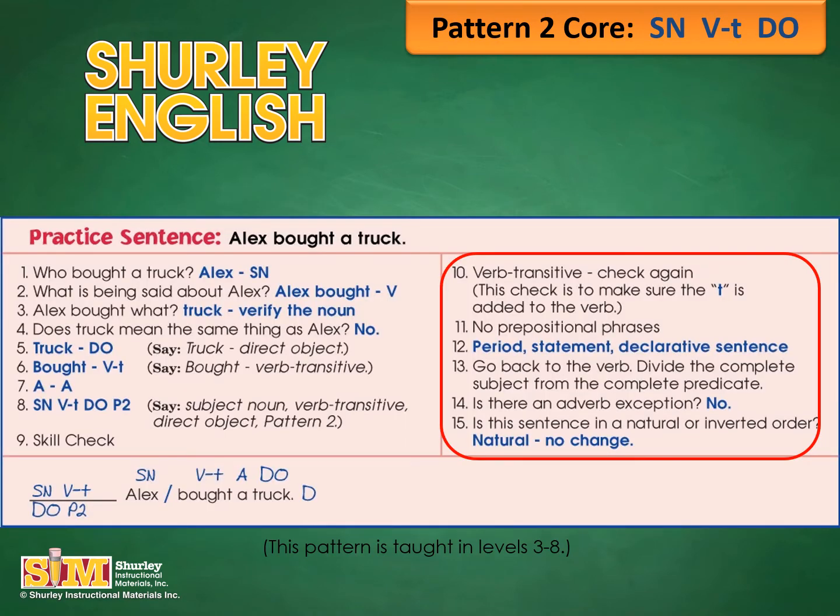The skill check for pattern 2 includes a new step that helps students recheck the verb to ensure that it's been labeled as a verb transitive. Look at number 10.